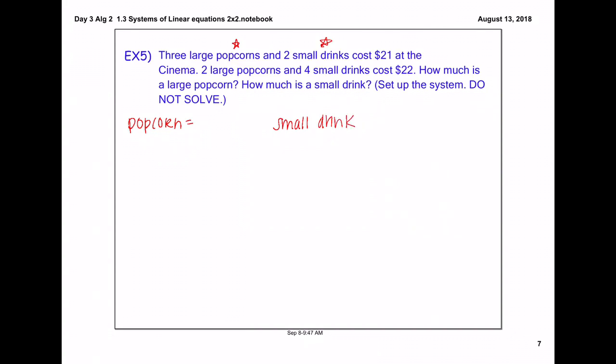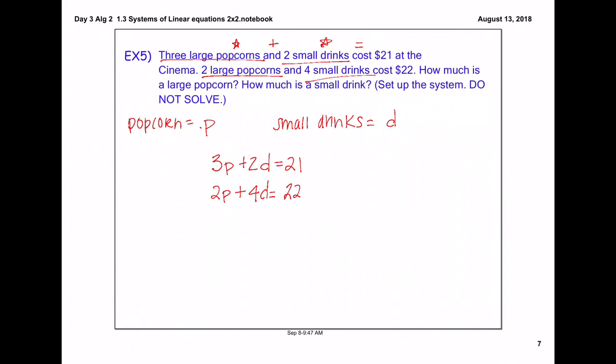We need to define our variables, so I'm going to let P represent popcorn and D represent drinks. I then know that 3 large popcorn, the word and means plus, 2 small drinks, the word cost refers to an equal sign, $21. So 3 popcorns plus 2 small drinks equals $21. In our second sentence, it says 2 large popcorns, 2P, plus 4 small drinks, 4D, equals $22.